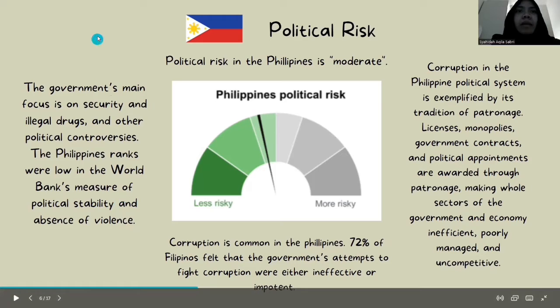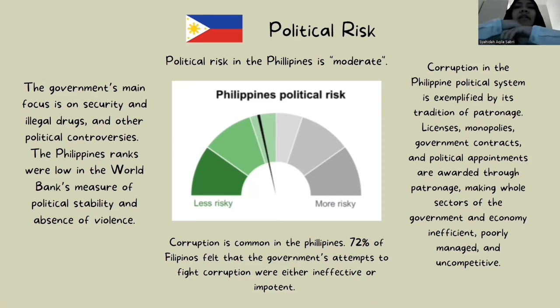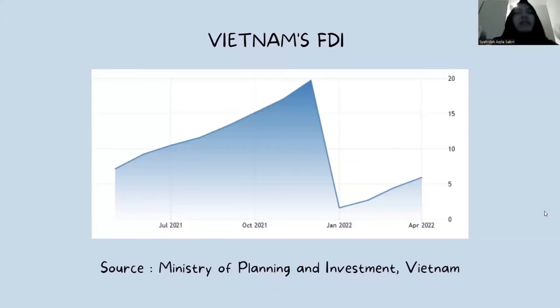And then corruption is common in the Philippines. 72% of Filipinos felt that the government's attempts to fight corruption were either ineffective or impotent. Impotent tu macam sia-sia je, macam tak ada harapan lah dia nak fight corruption in the Philippines. The corruption is too high. So now let's move on to Vietnam's FDI.